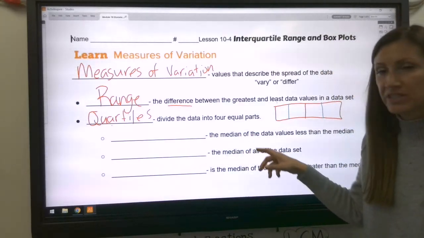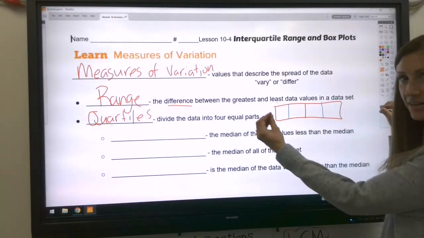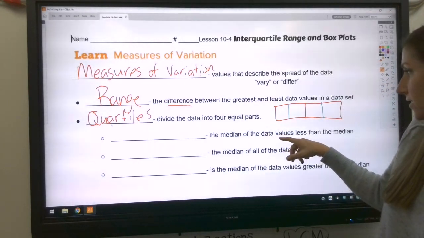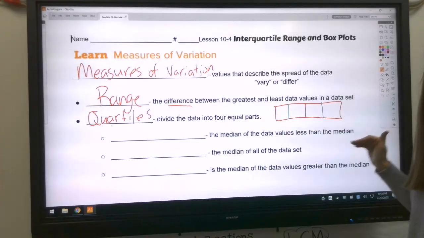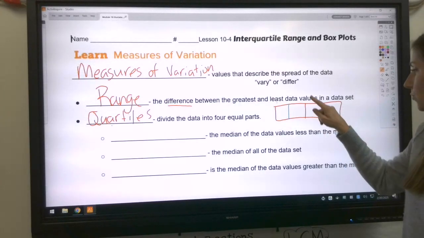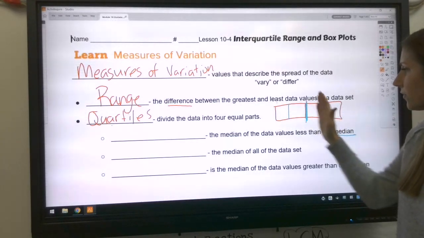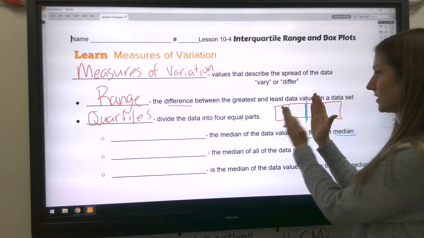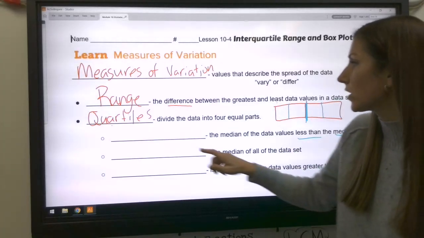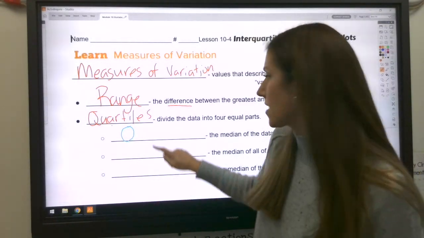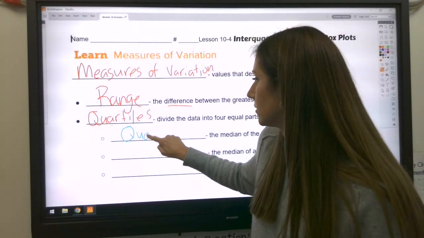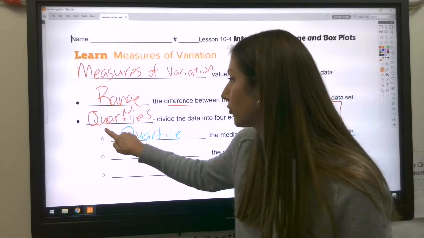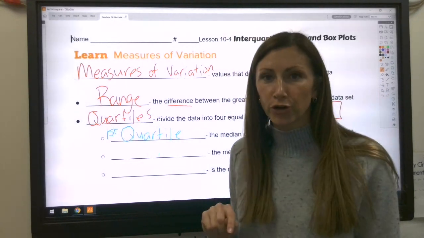So what are those different names that we use if we had the data all displayed out? The median of the data values that are less than the median. The median we know is right in the middle. And if we're talking about the median of the values less than it, it's the middle of the lesser half, that we call quartile, but it's a specific one. It's the first. So we should have written first quartile.